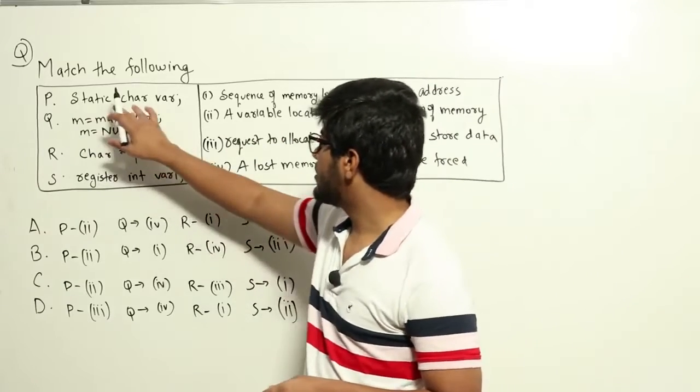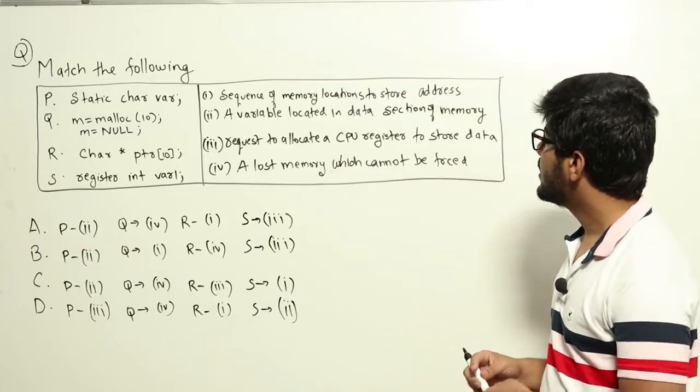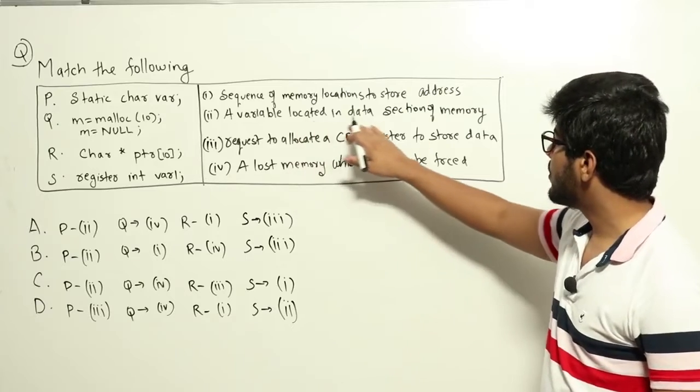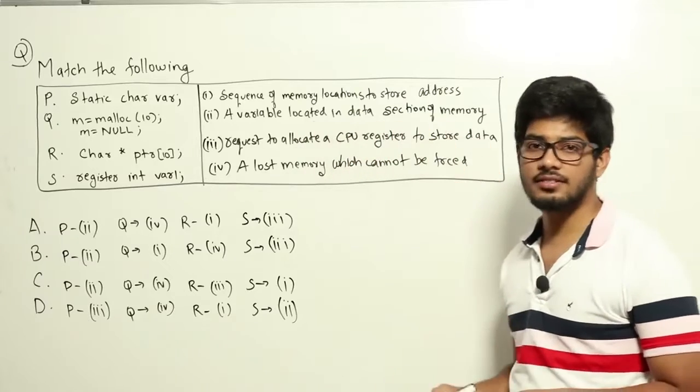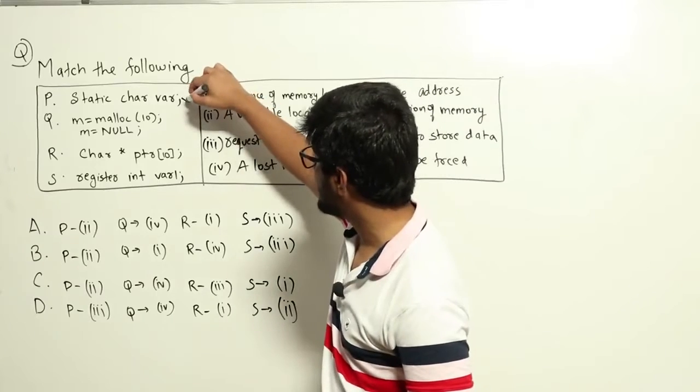P, static char var. So let's read the right side. It's a sequence of memory locations to store address. That's not correct. A variable located in data section of memory. Now that is correct. Static char is a variable located in data section of memory. So we'll match P to 2.